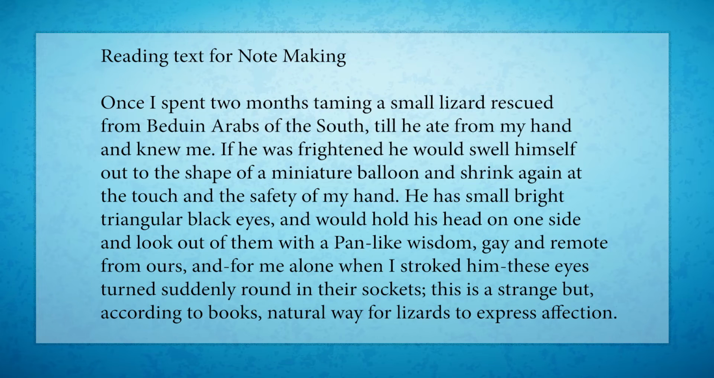I spent two months taming a small lizard rescued from Bedouin Arabs of the south, till he ate from my hand and knew me. If he was frightened, he would swell himself out to the shape of a miniature balloon and shrink again at the touch and the safety of my hand. He has small, bright, triangular black eyes and would hold his head on one side and look out of them with a pan-like wisdom, gay and remote from ours, and for me alone when I stroked him these eyes turned suddenly round in their sockets. This is a strange but, according to books, natural way for lizards to express affection.